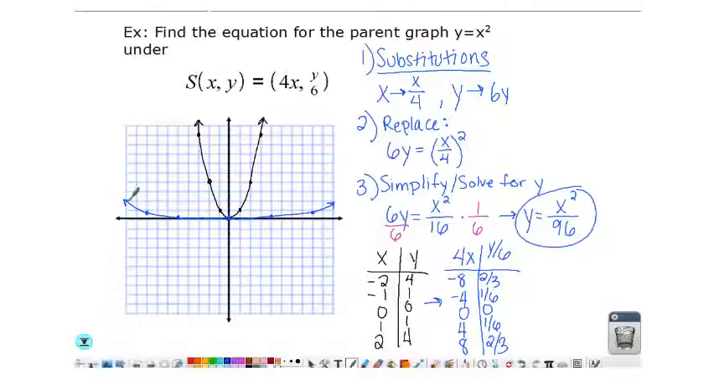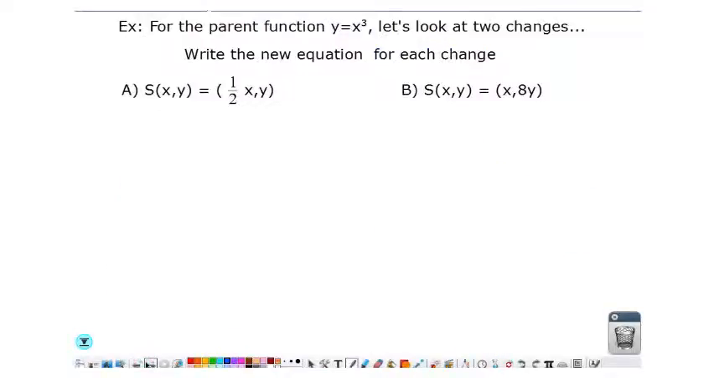So there you go. So you have one problem to do by yourself now. So on your worksheet, you want to go ahead and look at this problem. You're going to use the parent function y equals x cubed, and you are going to do 2 different transformations. So you're going to do the A transformation and the B transformation and find the new equations. So hopefully this made sense. If not, please bring your questions to class tomorrow.